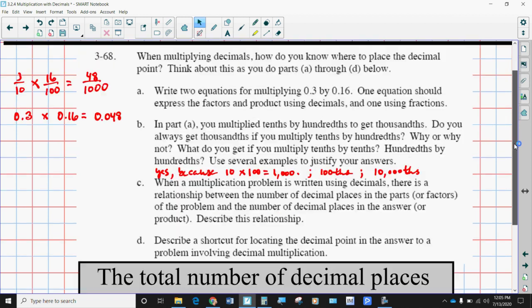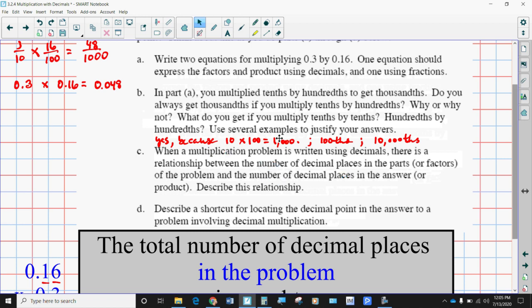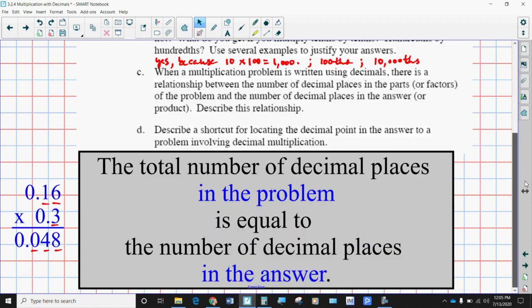So when a multiplication problem is written using decimals, there's a relationship between the number of decimal places in the parts of the problem and the number of decimal places in the answers. So I would like for you to copy this down. Make sure you understand this. The total number of decimal places in the problem is equal to the number of decimal places in the answer whenever you are multiplying decimal numbers together.